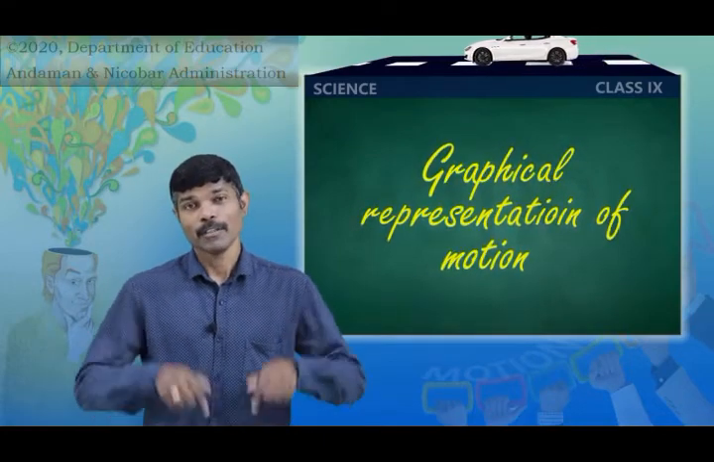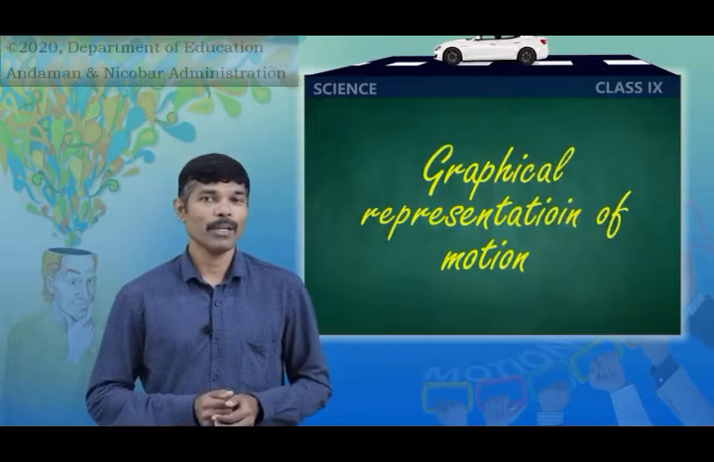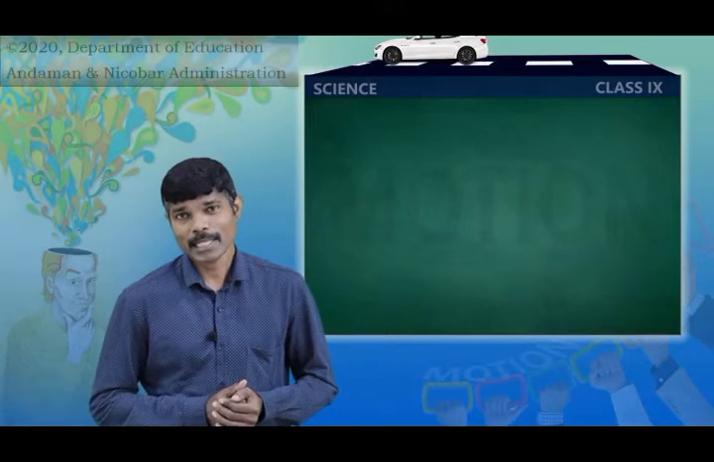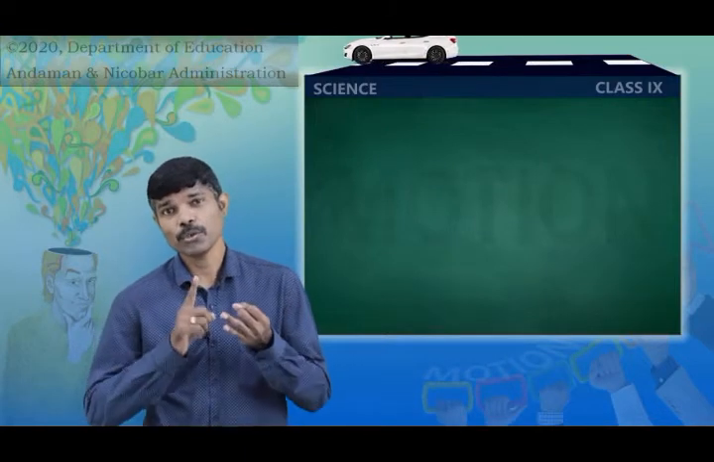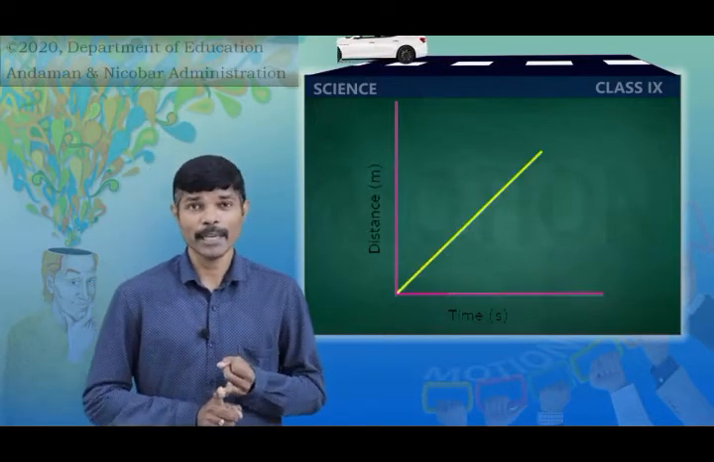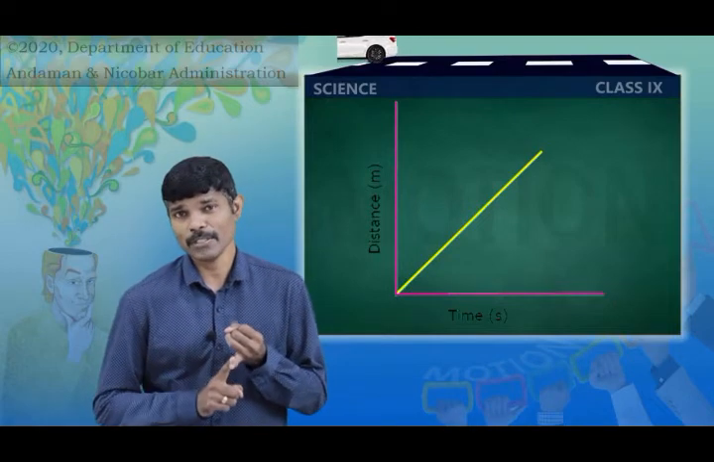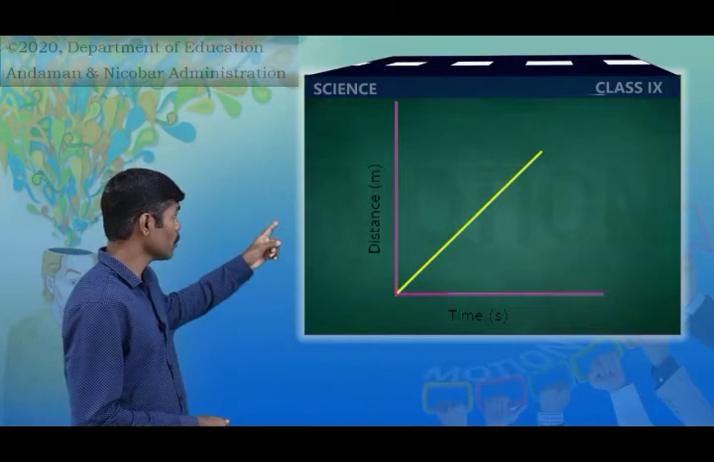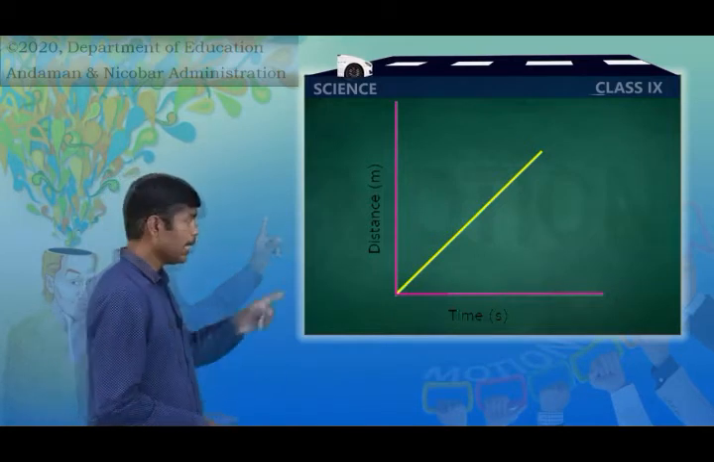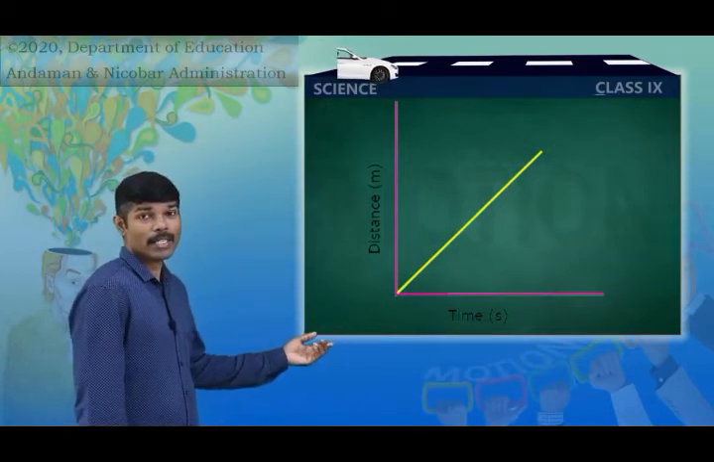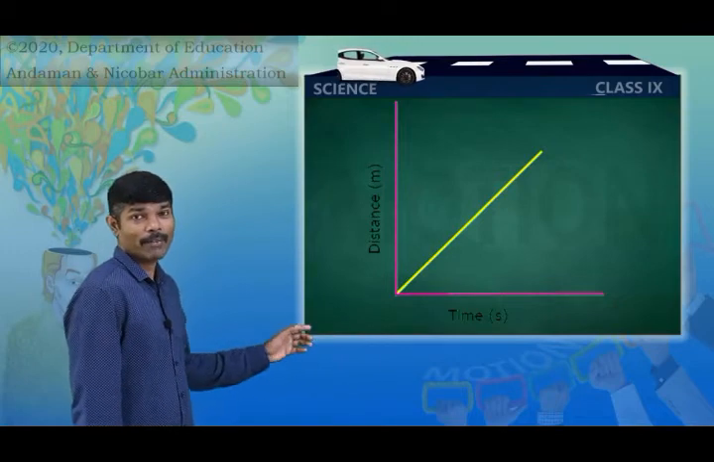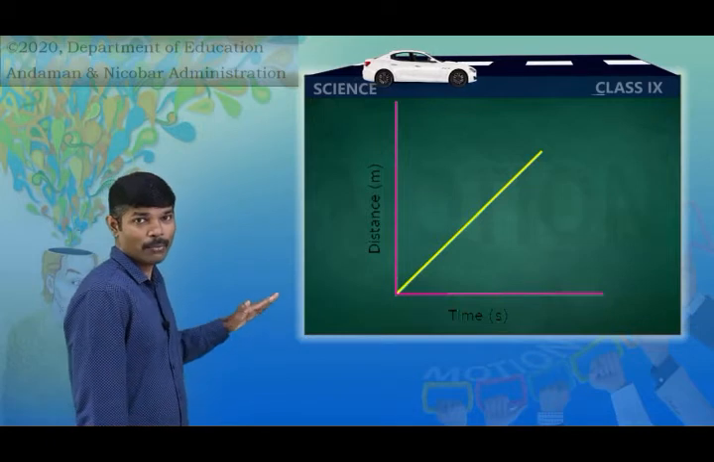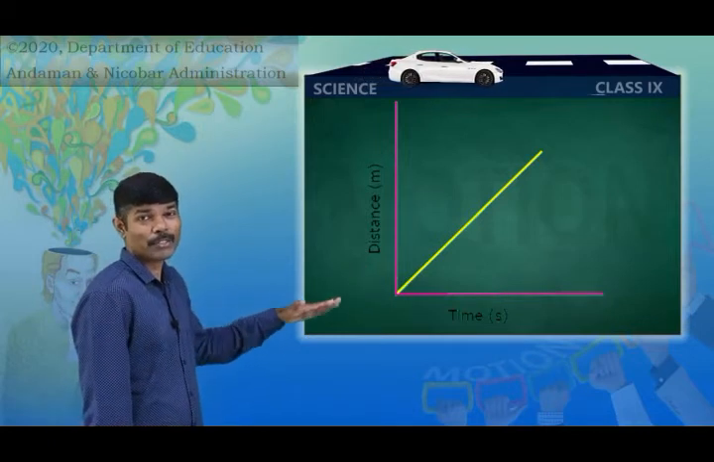In that, the first graph we are going to see is the distance time graph. In a distance time graph we need two physical quantities. What are they? The first quantity is distance and the second quantity is time. Look at the picture. This picture shows the distance time graph. In this graph, time is denoted on the x-axis, whereas distance is plotted on the y-axis. Now the graph, you can see it is a straight line.